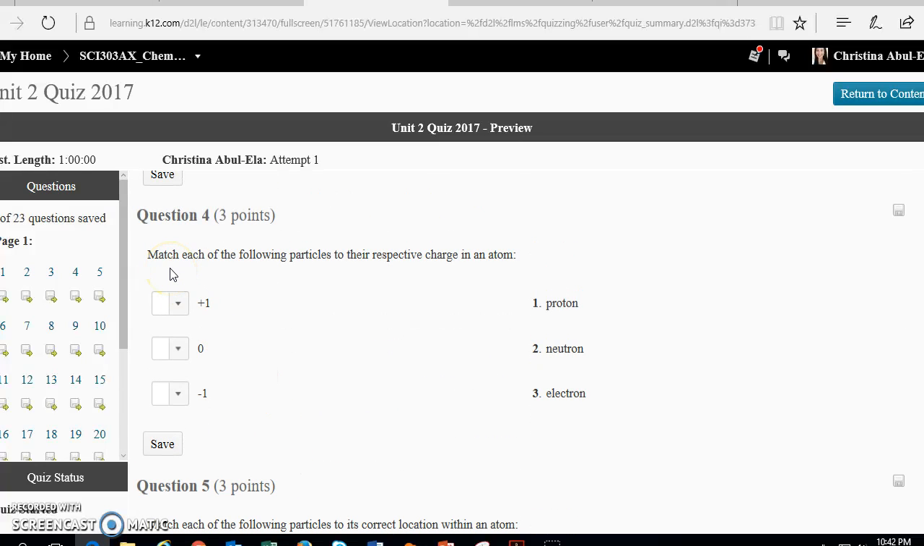Question 4. Match each of the following particles to their respective charge in the atom. We have +1, 0, and -1. And the particles are proton, neutron, and electron.